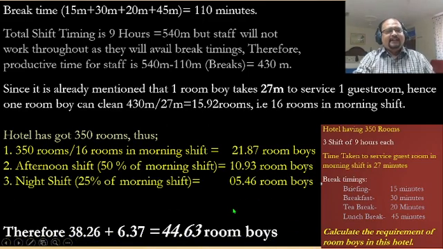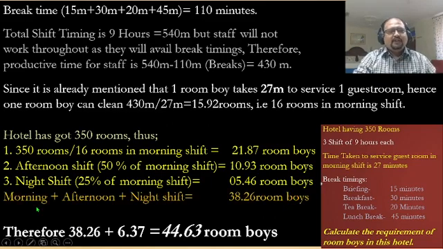Now for the night shift, because 3 shifts, so this is the third shift. Here again I have assumed 25% of the morning shift or 50% of the afternoon shift, which comes to 5.46 room boys. Therefore, the total number of room boys, once you calculate morning shift, afternoon shift and night shift, comes to 38.26 room boys. This is total of all these.